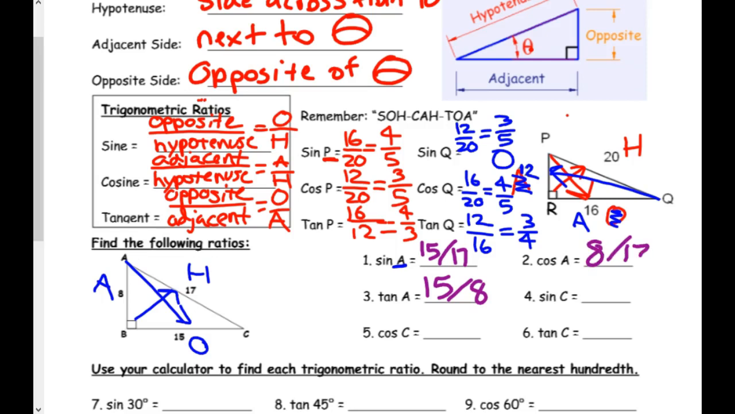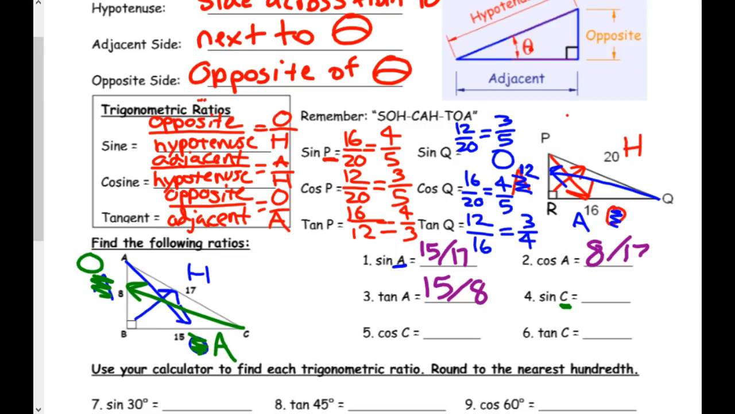Okay, number 4. So what's different about number 4? What changed from 1 to 4? Okay, does everyone see the angle changed? Now, we just talked about this. When the angle changes, what's going to change? Okay, O and A. Now I'm going to start at C, so my new O is going to be here. So my new A is going to be there.